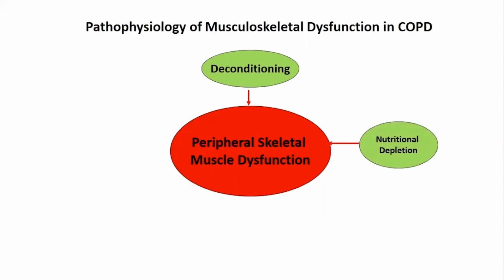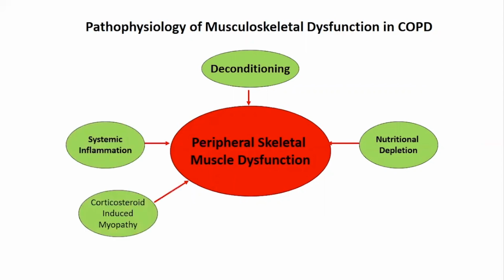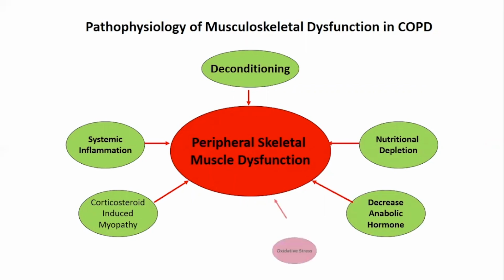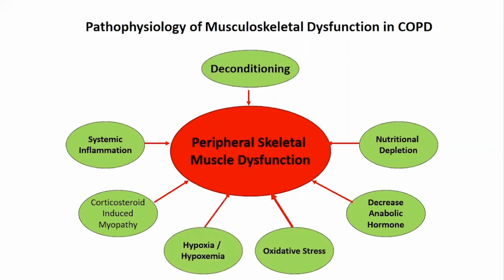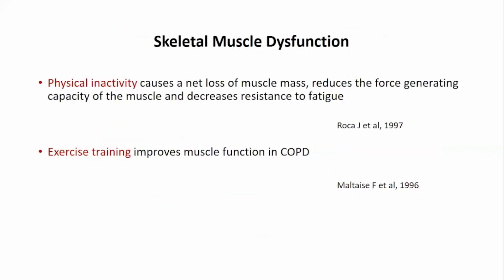And nutritional depletion, if the patient is not taking adequate nutrition, this can further aggravate this muscle dysfunction. Likewise, systemic inflammation, the use of corticosteroids, decrease in anabolic hormones, oxidative stress, and decrease in oxygen levels may all contribute to the muscle dysfunction of this patient. Kapag nagkakaroon ng peripheral skeletal muscle dysfunction, mas papayat ang pasyente, mas mahihirapan siyang kumilos, mas lalo siyang mahihirapang huminga.